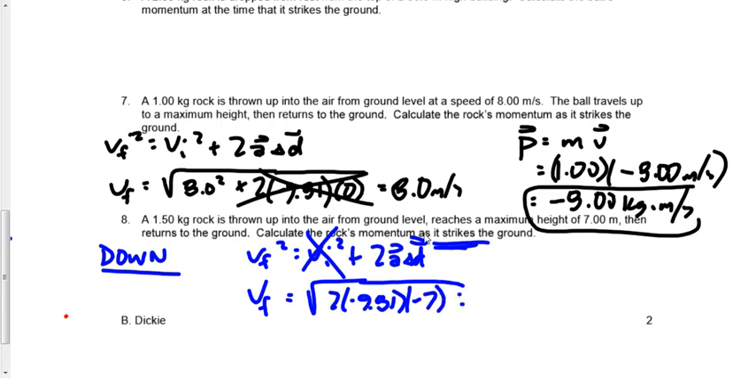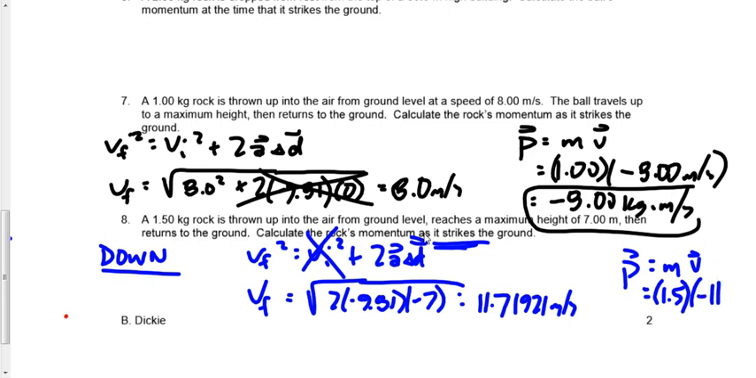And that gives me a final speed here of 11.71921. And then we say P is equal to M times V. What's my velocity? 11.7? Close. What's my velocity? Yeah, say 11.7 down or negative 11.7, right? And that gives us negative 17.6.